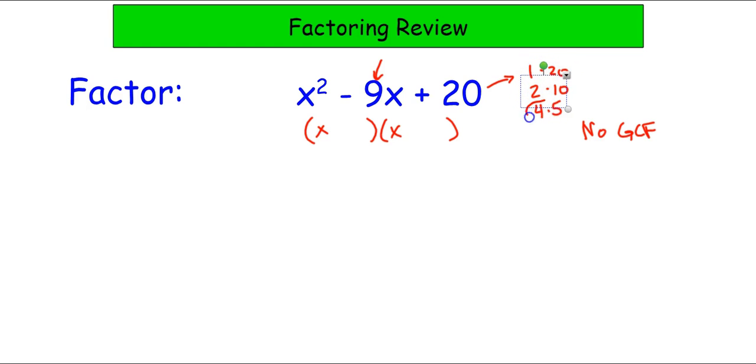And if I look at my 4 and 5, I can get a negative 9 out of those if both numbers are negative. So those are going to be the signs that I use, and there's my factored form.